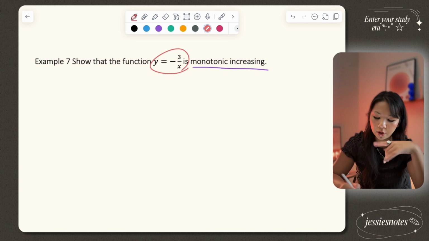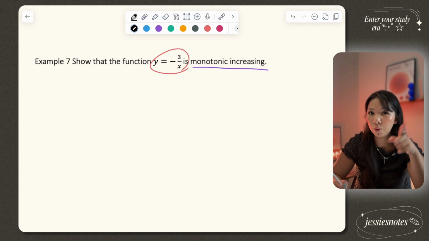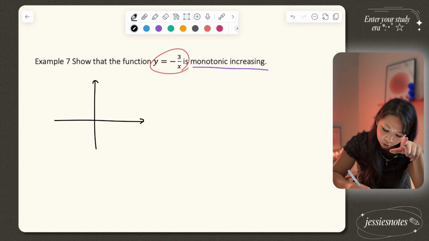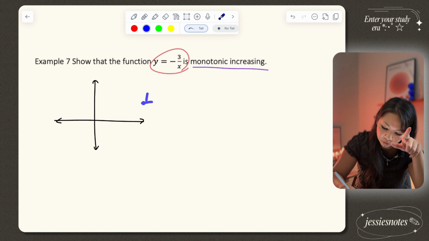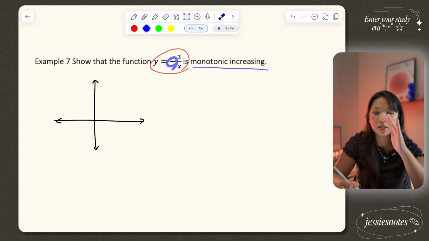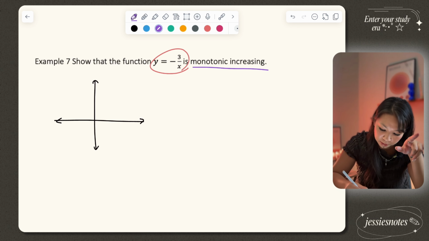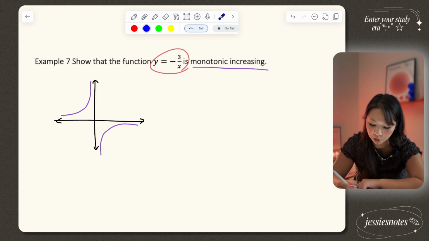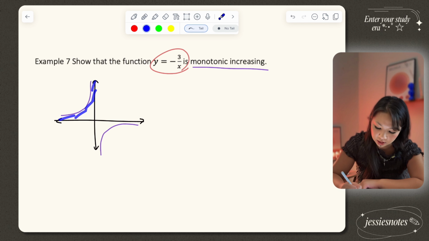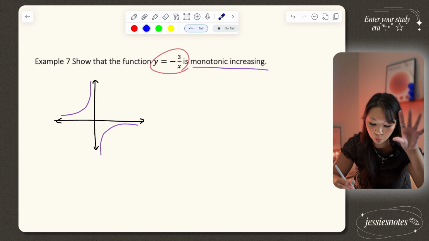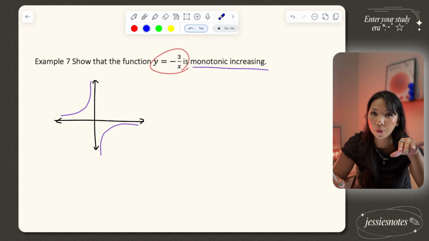If I wanted to draw this curve, what would it look like? It would be a hyperbola, right? Normally a hyperbola in the form of y is equal to 1 on x looks like this. If I have a negative, it's going to switch the quadrant, so it's actually going to be here. Now first confirm, is this curve always monotonic increasing? Yes, it is. It always has a positive gradient. Cool. So graphically you can see why it is, but that's not enough to show.